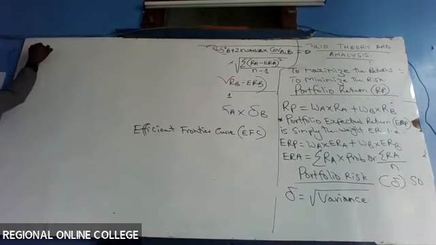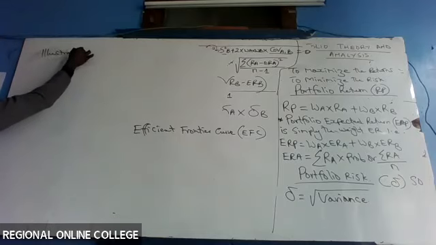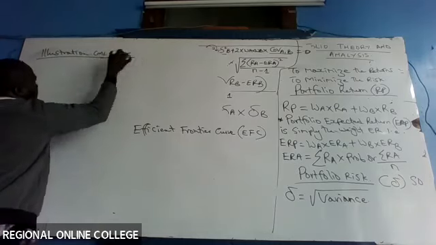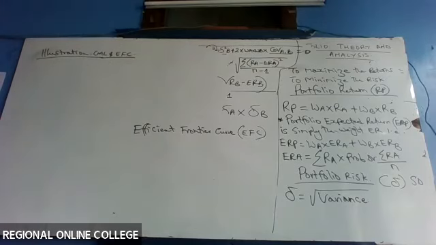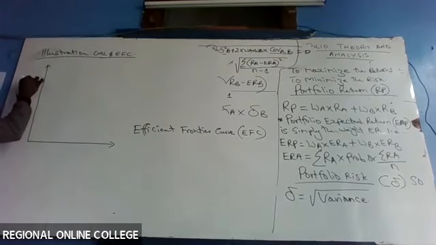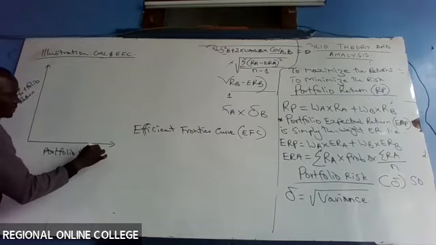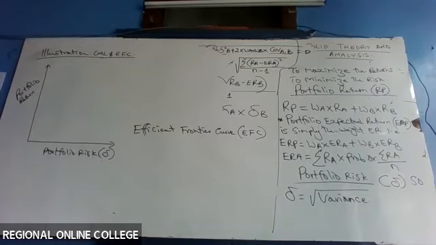So maybe we can have an illustration so that it helps us to understand it better and easily. An illustration of the CML and the EFC, the capital market line and the efficient frontier curve. Portfolio return on one axis, and portfolio risk on the other. And portfolio risk is measured using what? The standard deviation.